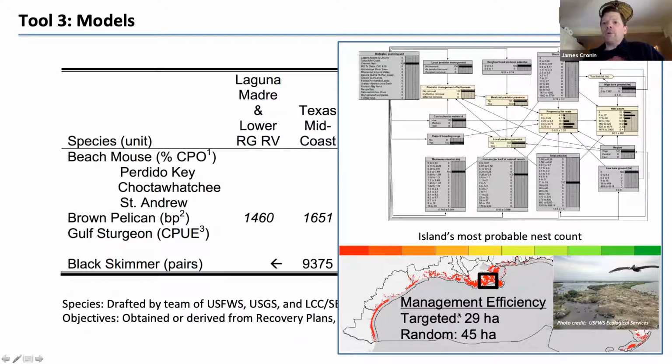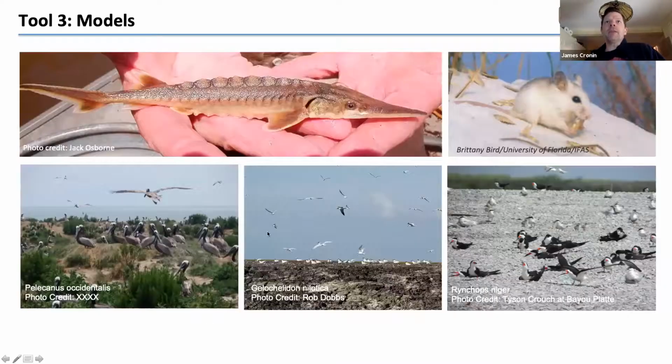So for example, if we use the outputs to target specific islands, maybe we only need 29 more hectares to achieve a population objective, which is far more efficient than a random strategy, where we're randomly targeting islands, which is, say, similar to a common practice of opportunistic conservation and restoration. So we've made these models for things like Gulf sturgeon, 3 subspecies of beach mice, black skimmer, gull-billed tern, and brown pelican. And of course, today we're going to focus on brown pelican.